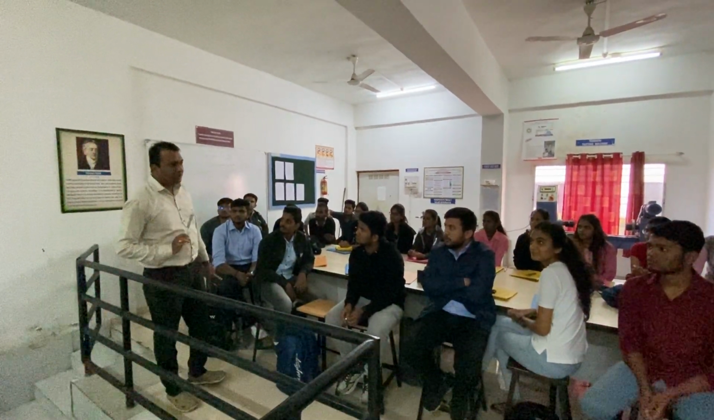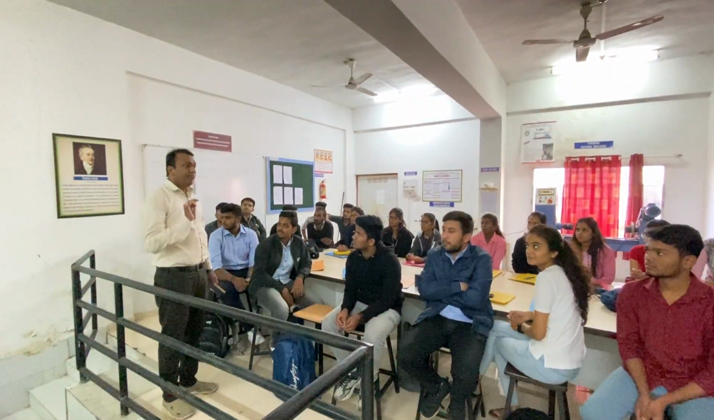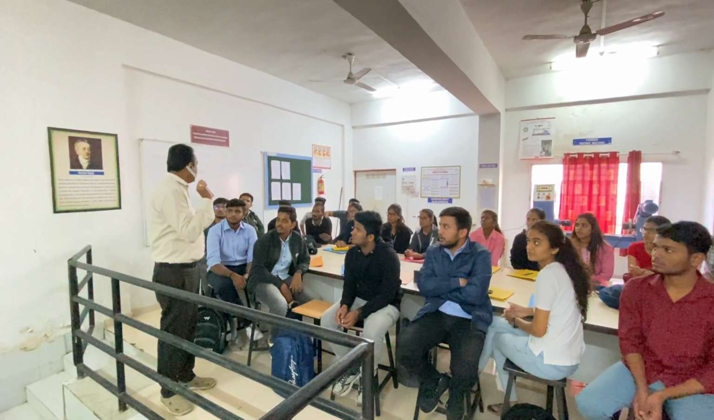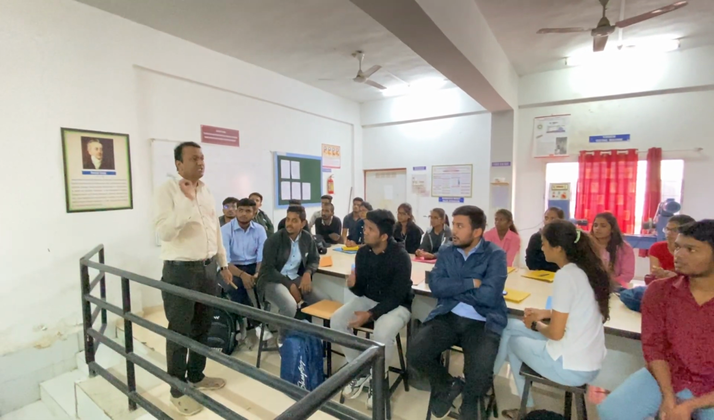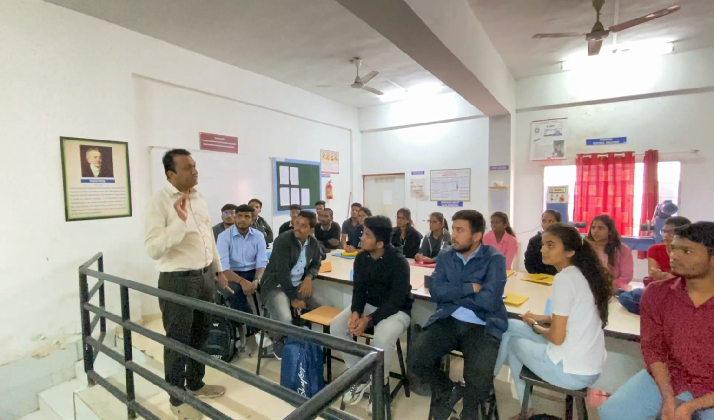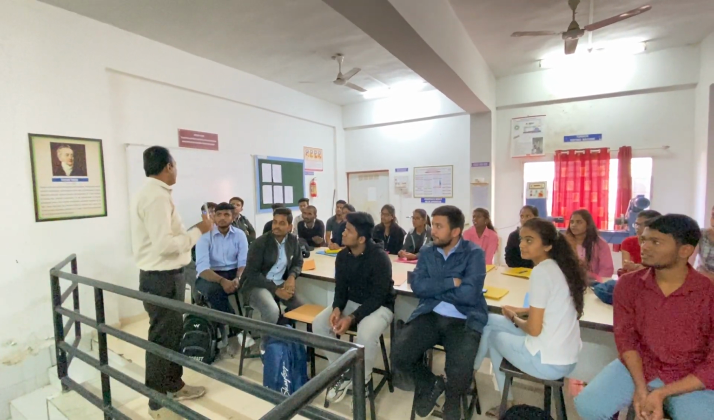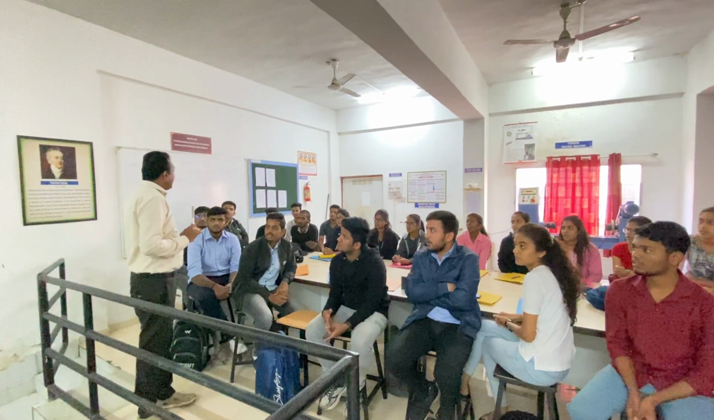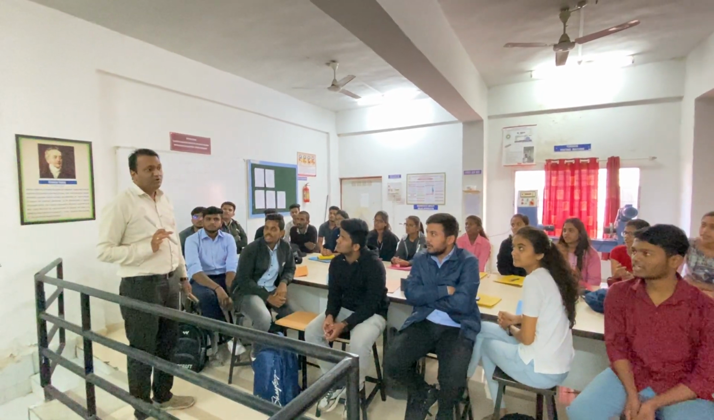So can anyone tell me what is the A point? A point is called proportionality limit. B point is called elastic limit. Very good. And C point is called upper yield limit, and C dash is called lower yield limit. And E point is called ultimate point, and F point is called the fracture point.